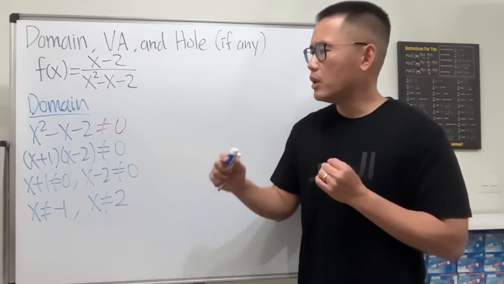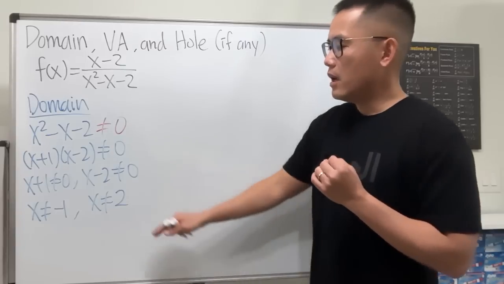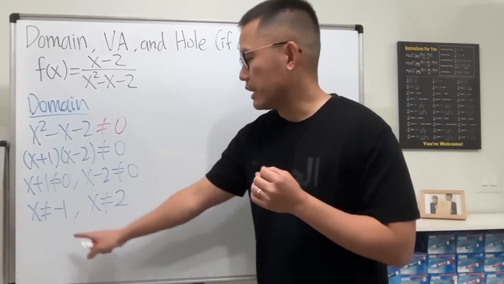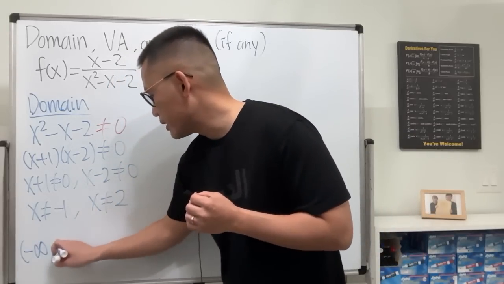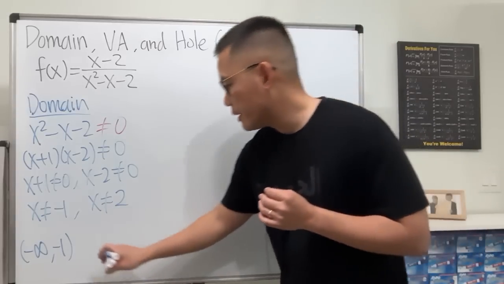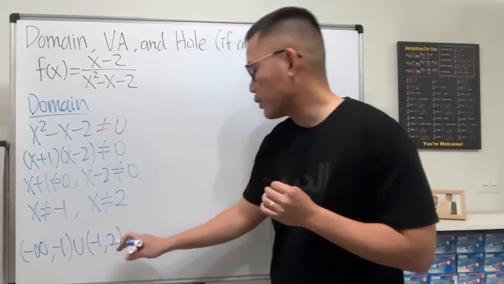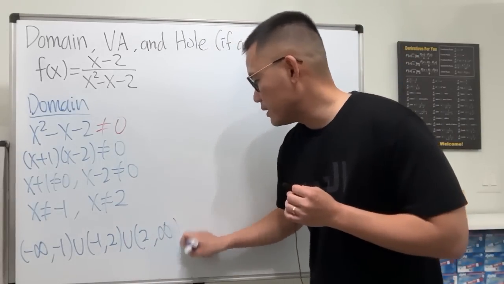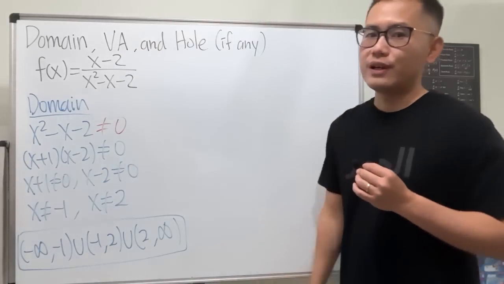Now for the domain, you can write the answer in either interval notation or set builder notation. I'm going to write it in interval notation. x is all real numbers except for negative 1 and 2. So we go from negative infinity up to negative 1. Use parentheses to mean that we are not including the number. Union negative 1 going up to 2, again not including negative 1 and 2. Union 2 to infinity. So this is the domain of that rational function.